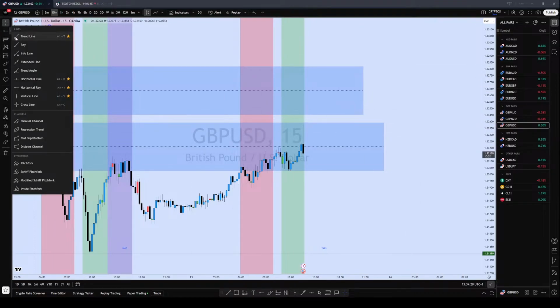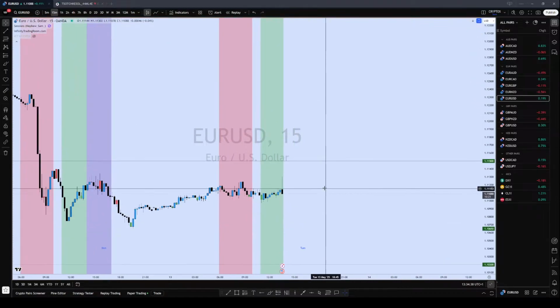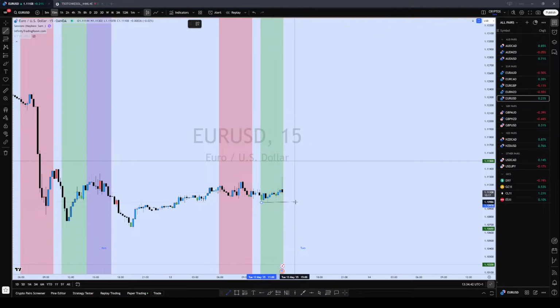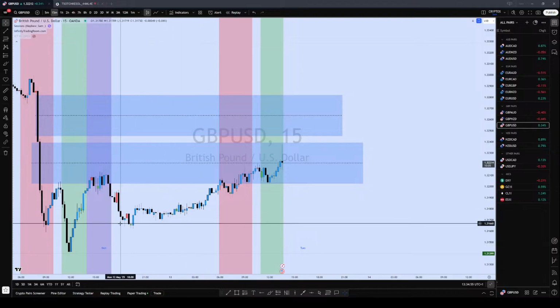Okay, so for British pound, watch this down candle. Watch this low. I think I like the British pound more. If you lose this low, then there are clean lows down here.